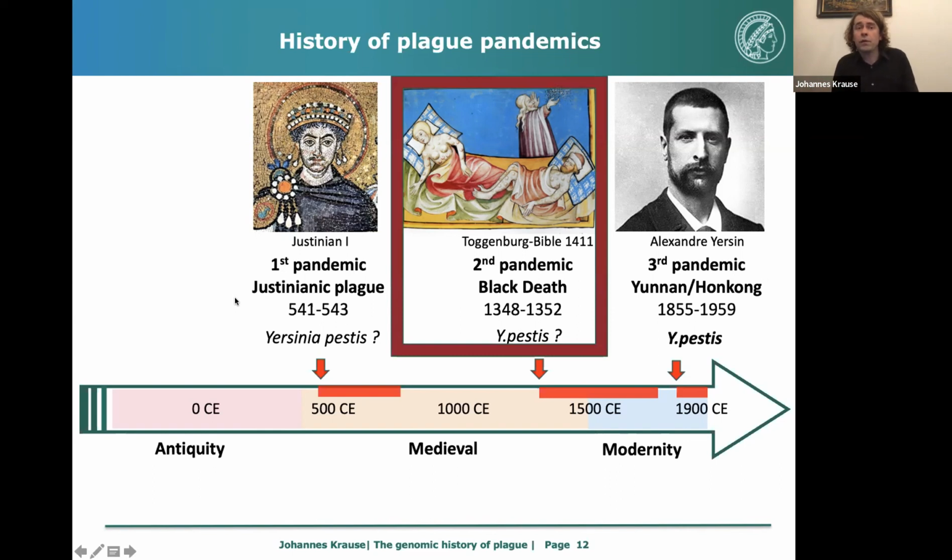Our first focus for our ancient pathogen work was the Black Death, because at the time when we started this research, it wasn't really clear what had caused the Black Death. There was much debate. Was it Yersinia pestis or a different pathogen, maybe a virus? Some people said filovirus or hemorrhagic fever. So there were all kinds of hypotheses, and that's something we wanted to test.